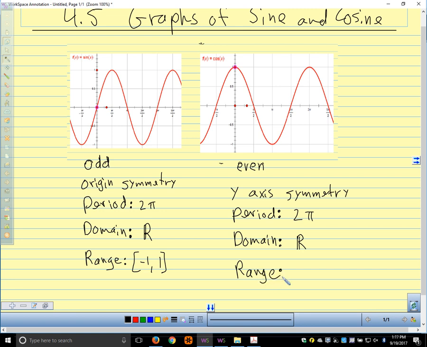And our range. What's our range for cosine going to be? -1 to 1, just like sine. If we think of the unit circle, the biggest value is when our radius is 1. Our radius is 1, so the biggest possible value that the x coordinate could be is 1. Smallest value is -1 when we're over at the negative x-axis.